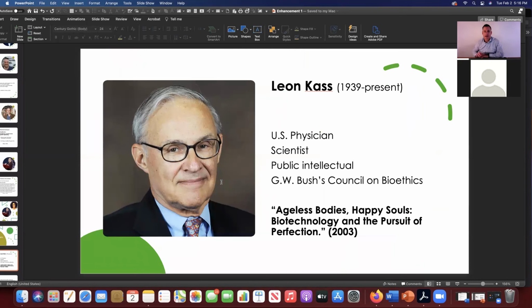Good. So there's Leon Kass. He's a U.S. physician. He's a scientist. He's a public intellectual. As I noted, he was a prominent figure in George W. Bush's administration. He was part of his Council on Bioethics. So George W. Bush had a conservative view on the issue of stem cell research.